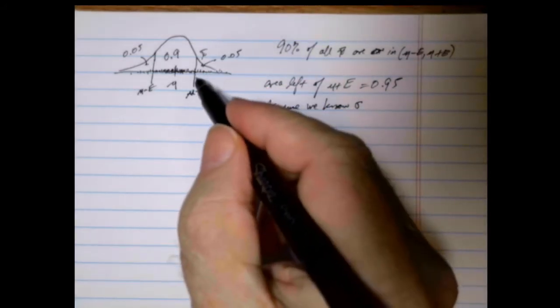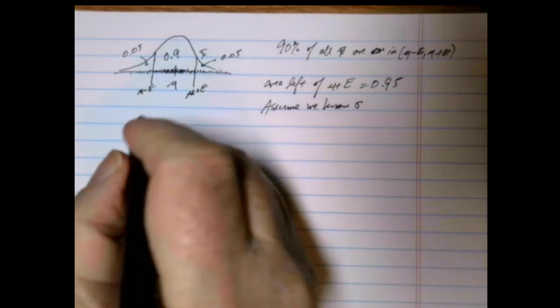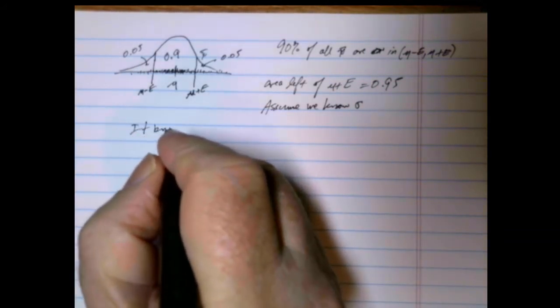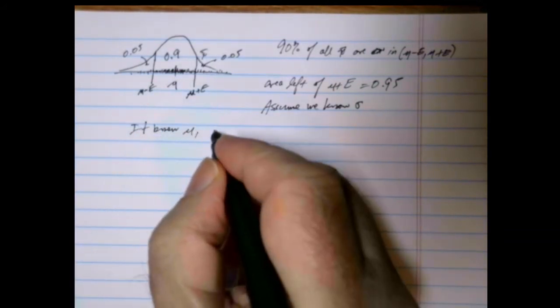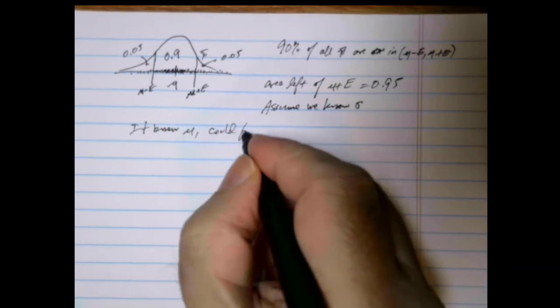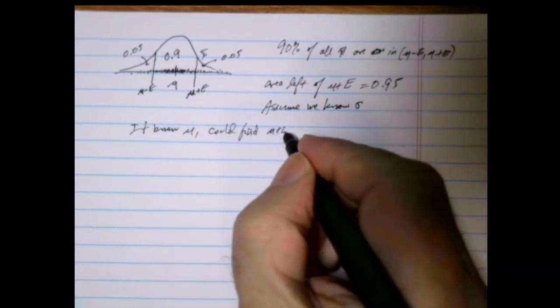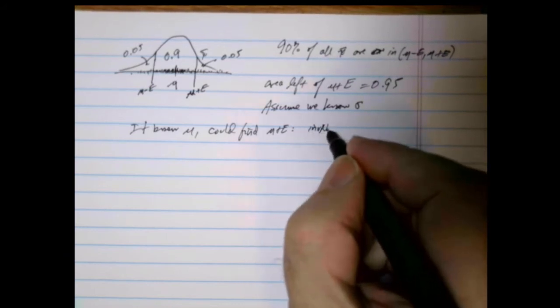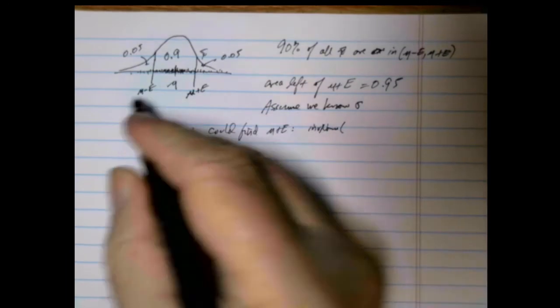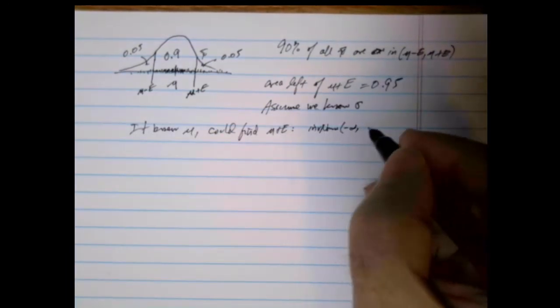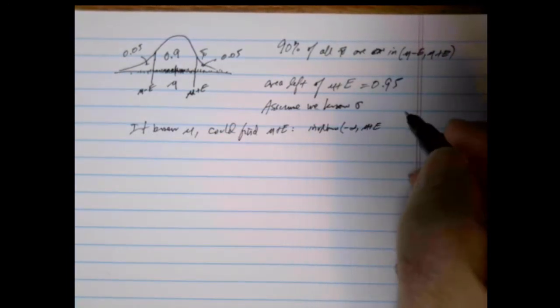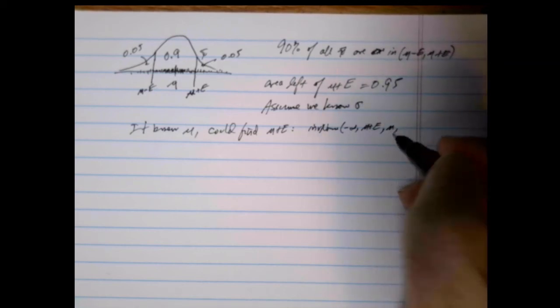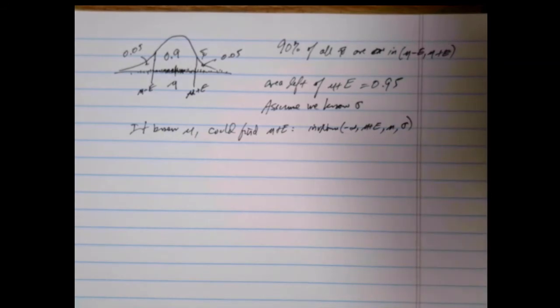So if I knew mu, I could find mu plus e with invNorm. Right? It would just be invNorm of minus infinity to mu plus e with mean mu and standard deviation sigma. But you can't do that because you don't know mu.